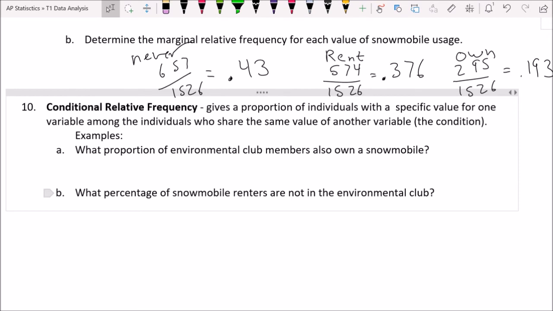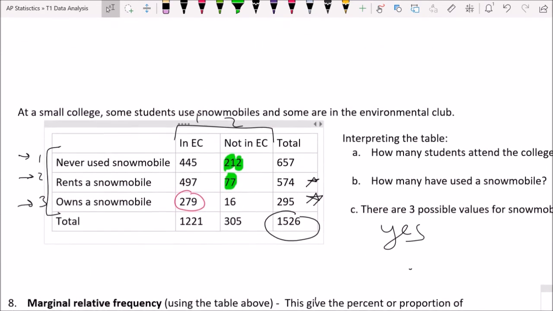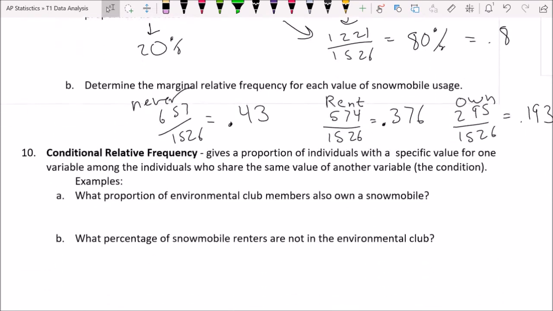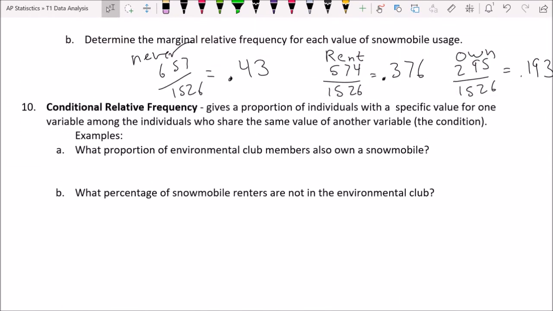What proportion of environmental club members also own a snowmobile? So this question is asking about the people in environmental club. So how many people are in environmental club? Let's look. There are 1,221 in environmental club. So our denominator now is going to be 1,221.